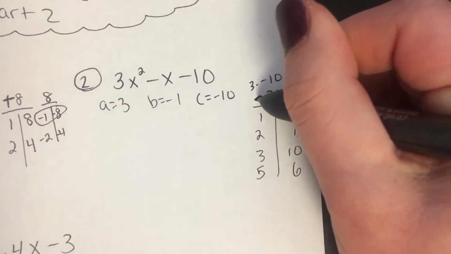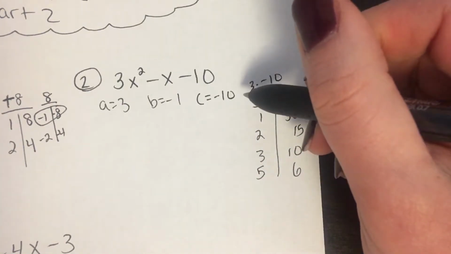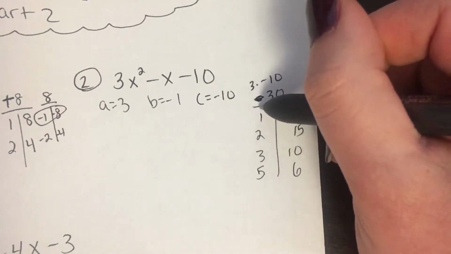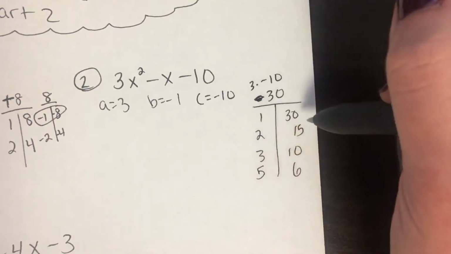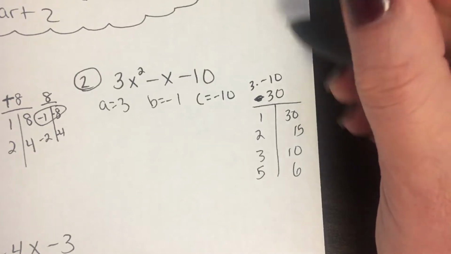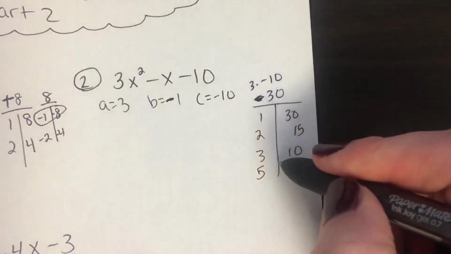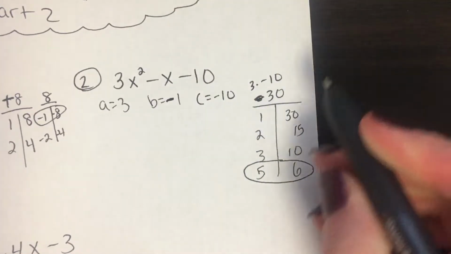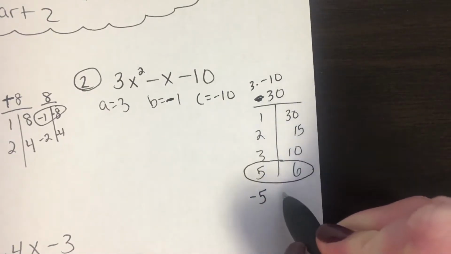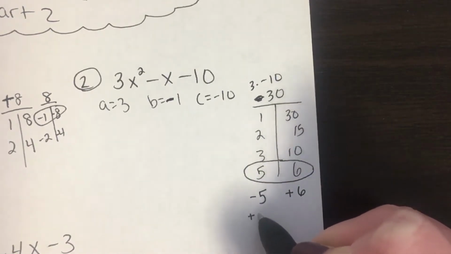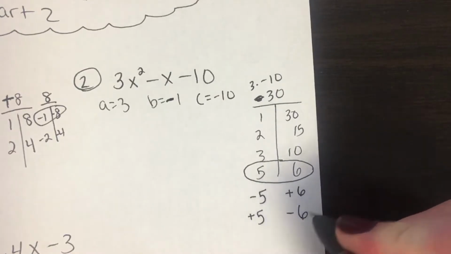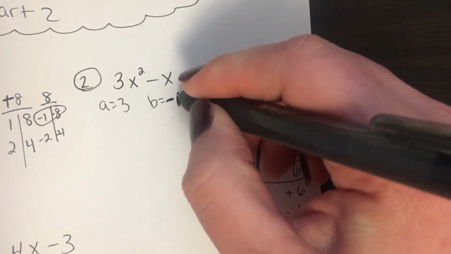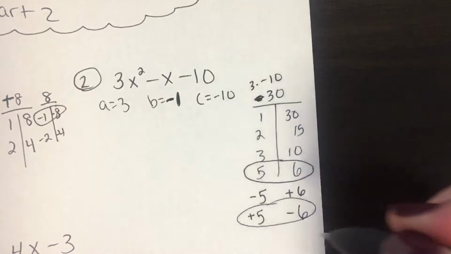Since we have a negative product, we need to have different signs. So we either have all of the smaller numbers negative or all of our larger numbers negative. In order to make a negative 1, it should come from 5 and 6, but I have to choose. Is it negative 5 and positive 6 or positive 5 and negative 6? Since I'm trying to have a sum of negative 1, it should be 5 and negative 6.